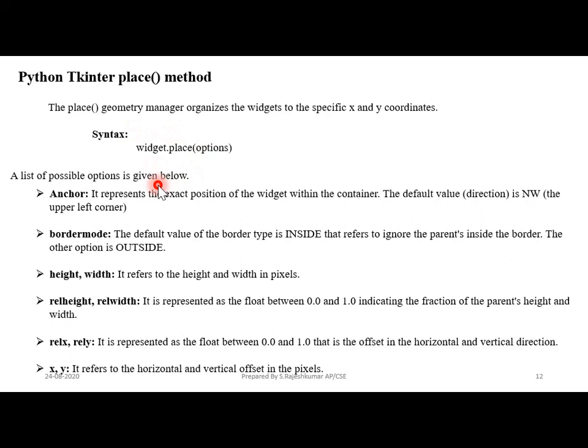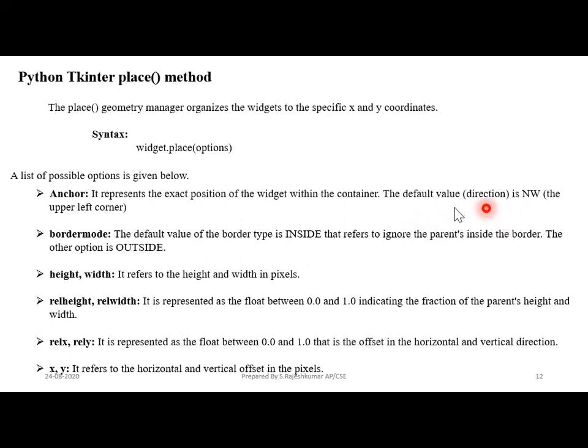Let us look at the syntax. As with the previous syntaxes, we give the widget name, dot, the method name place. Within the parentheses, you represent the options. Here we have five options. What are the five options? The anchor option represents the exact position of the widget within the container. Could you understand? It represents the exact position of the widget within the container. How can we achieve the exact position?